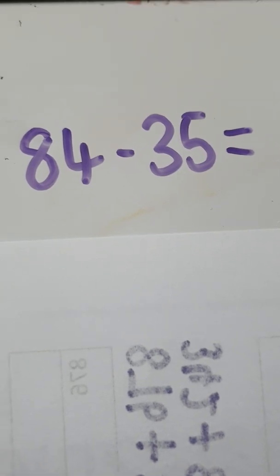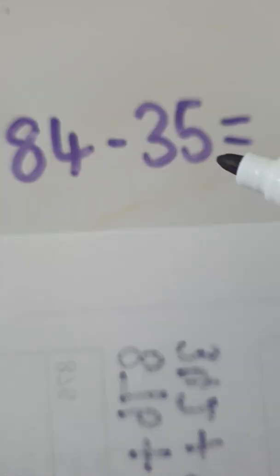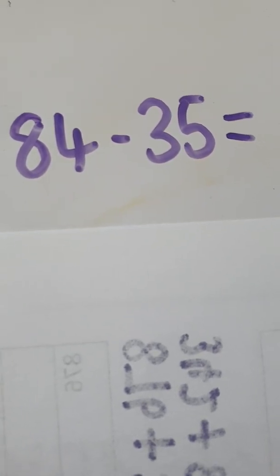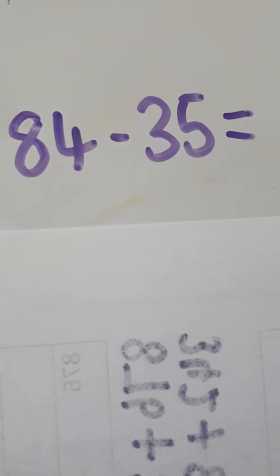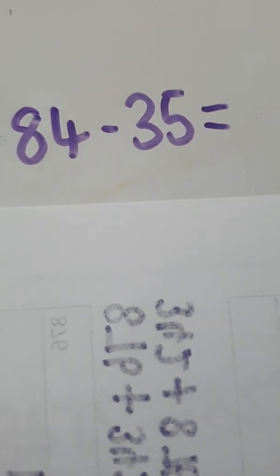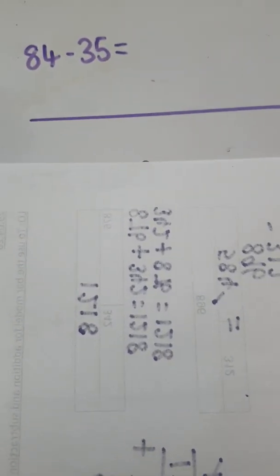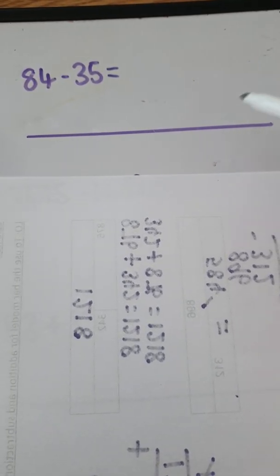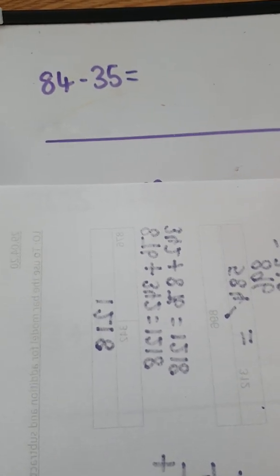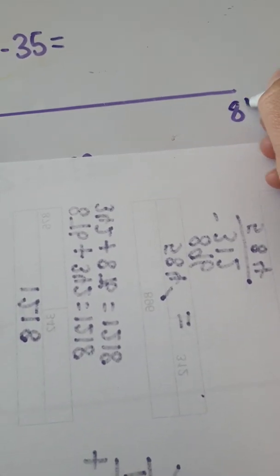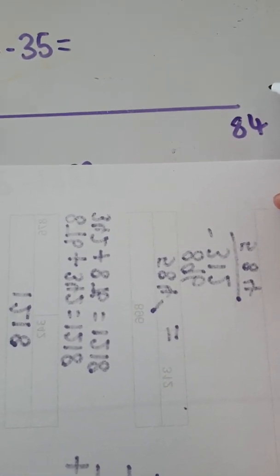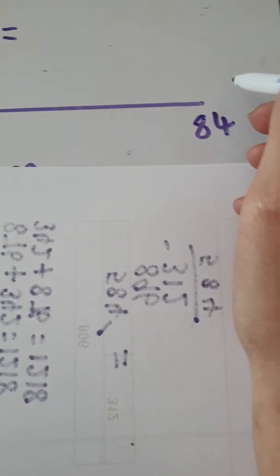So let's look at the first example we've been given. 84 minus 35. What strategy would you use for that? Personally, I would use a mental method. For a mental method, we can still write notes down. For a mental method for subtraction, we do our number line, we put our biggest number at the end, and then we subtract the number we've been given.